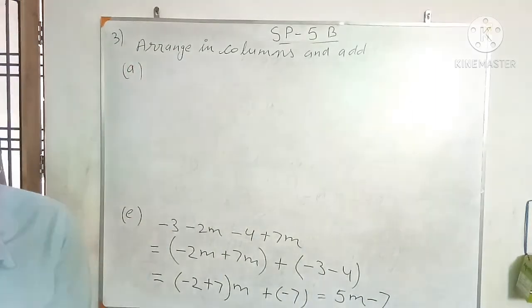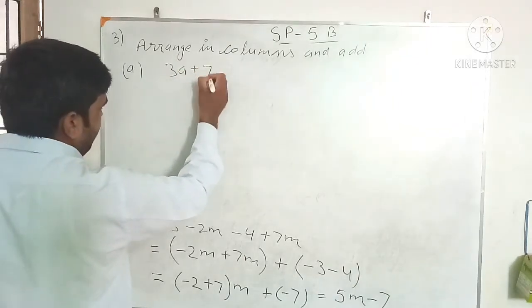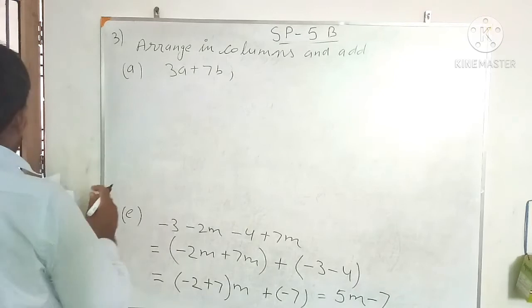The first question is 3a plus 7b. First polynomial is 3a plus 7b and the second polynomial is 10a plus b.